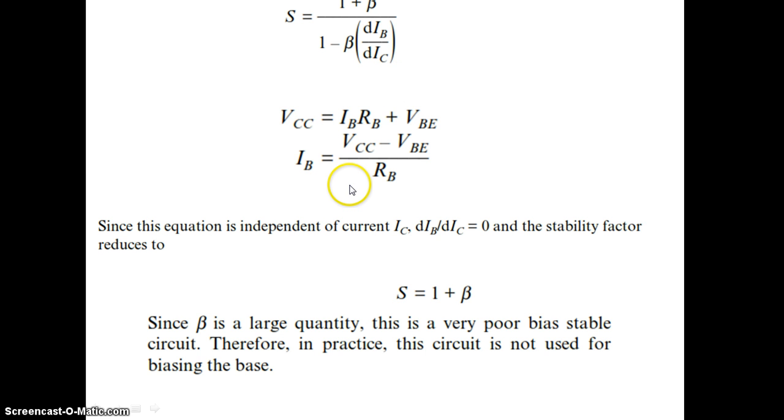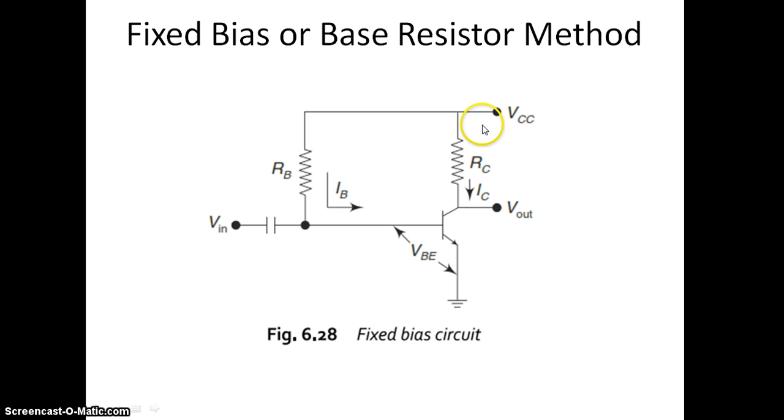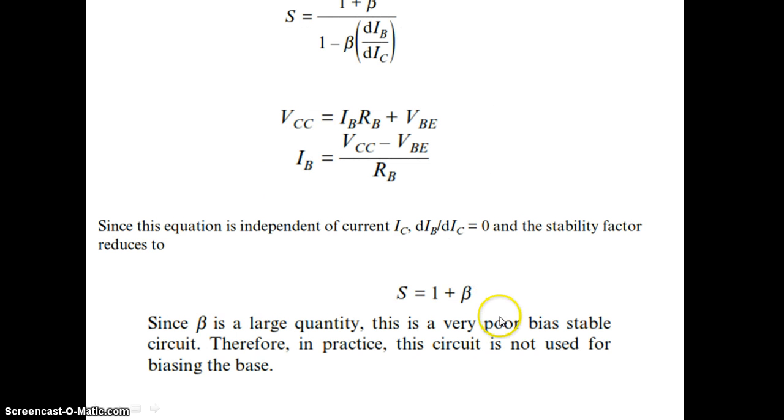In the input circuit, VCC equal to IBRB plus VBE. From this you find the value of IB: IB equal to VCC minus VBE by RB. Now you find the stability factor from this: S equal to 1 plus beta by 1 minus beta into dIB by dIC. Here dIB by dIC is 0.